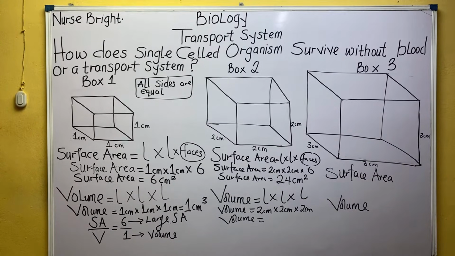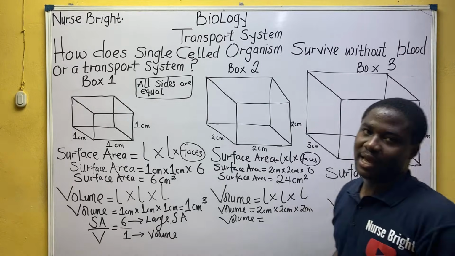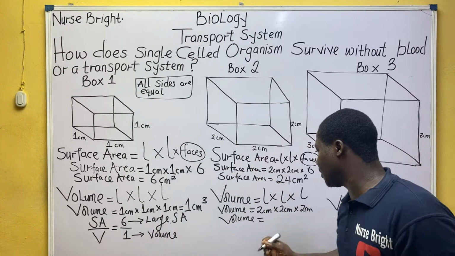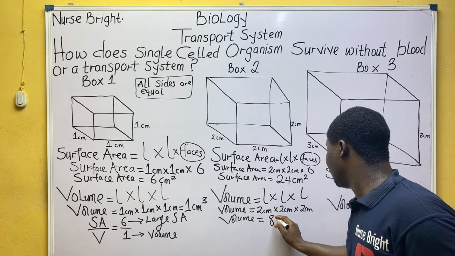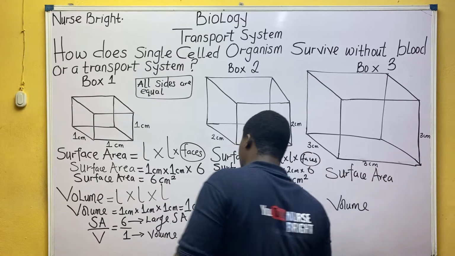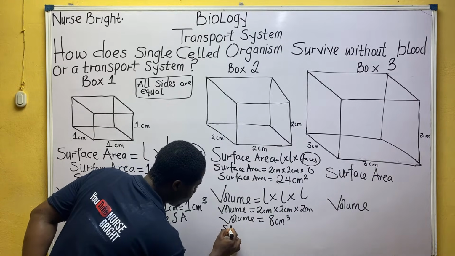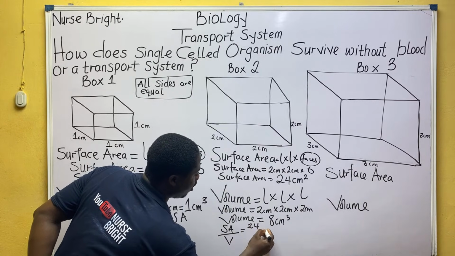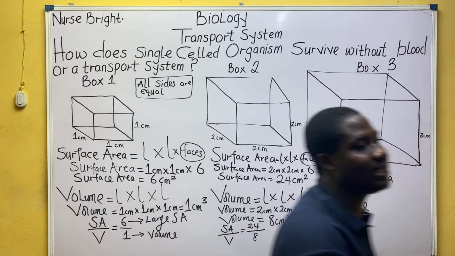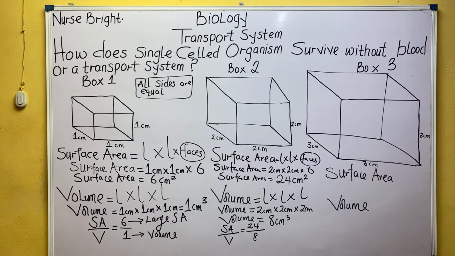That's 8. So the volume is now what? Exactly 6:1. Exactly 6:1 mathematically. So this one will now be 8 centimeter cube, right? So what becomes the surface area to volume ratio is going to be 24 over 8. Alright, can we bring this to the lowest term?